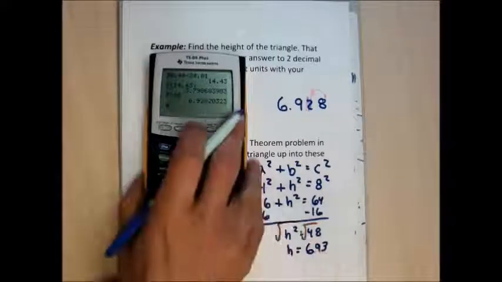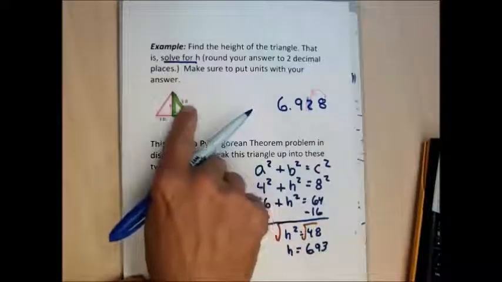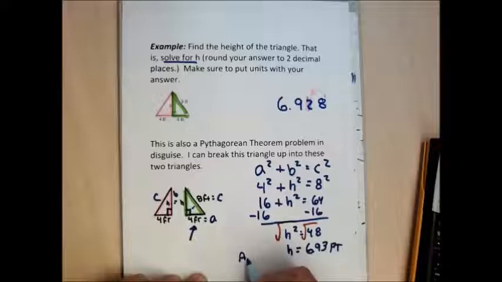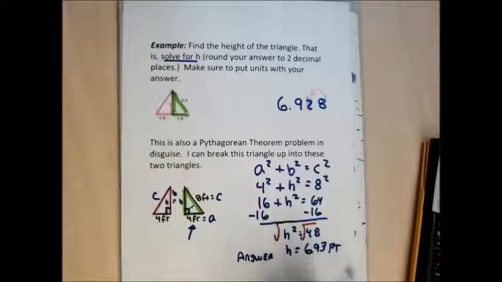In my answer, I'm going to put 6.93. It's the length of a side, so I'm going to put feet down. That's all I was asked to do for this problem, is to figure out what H is.